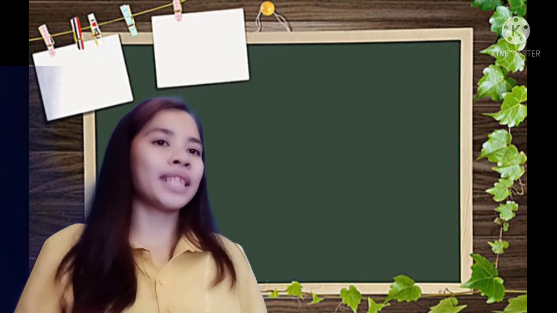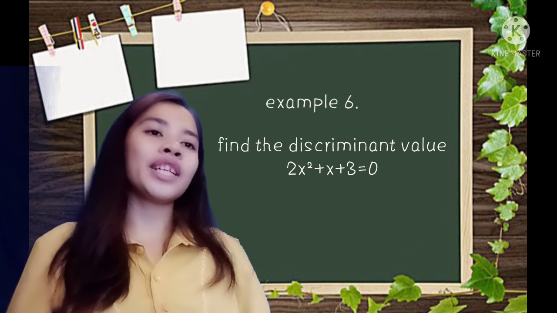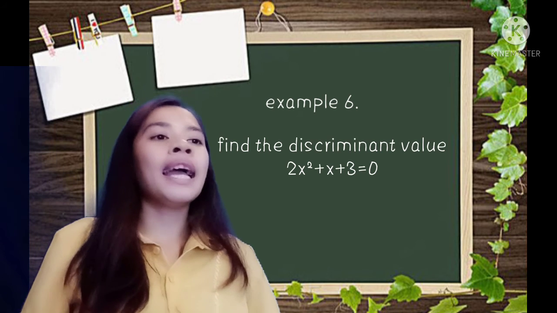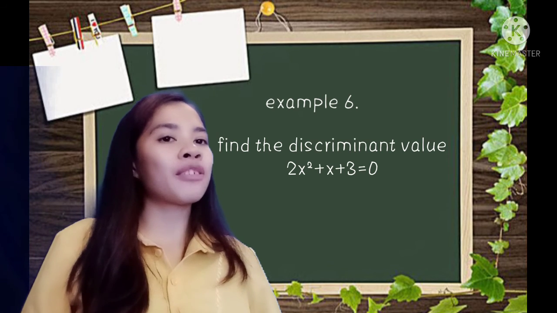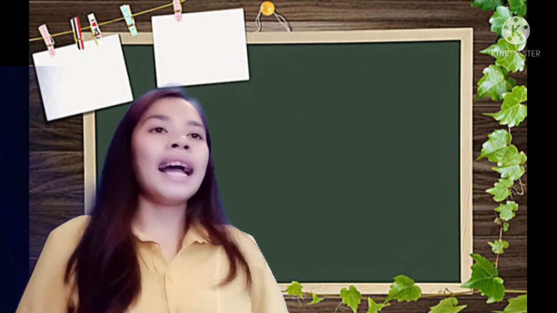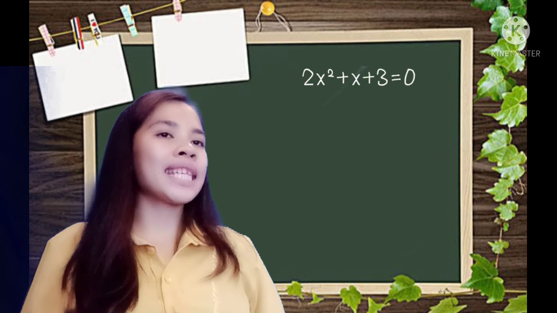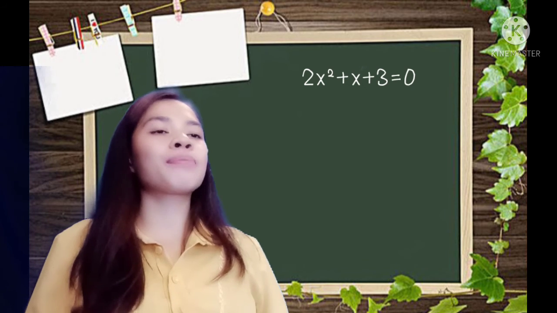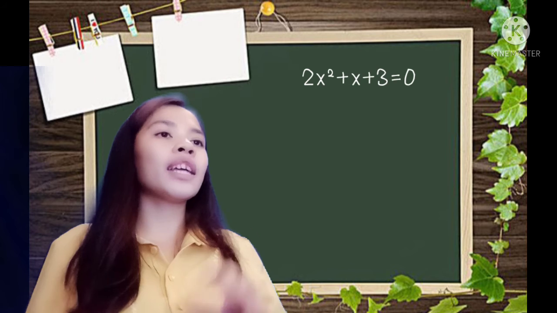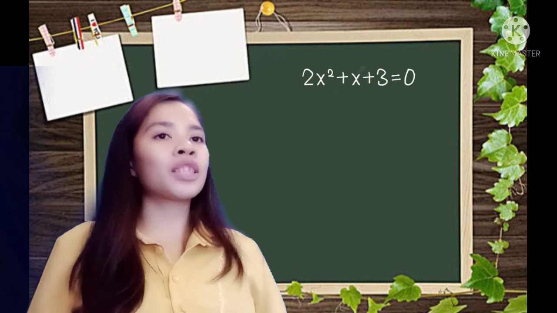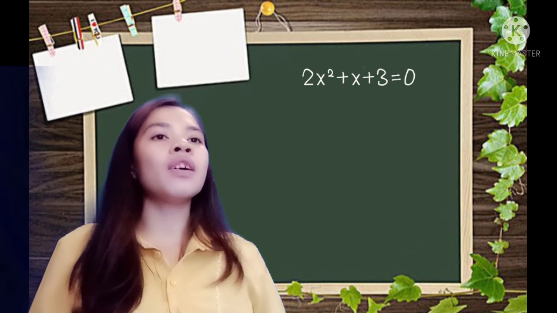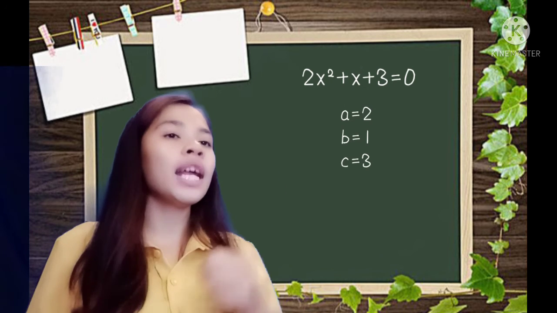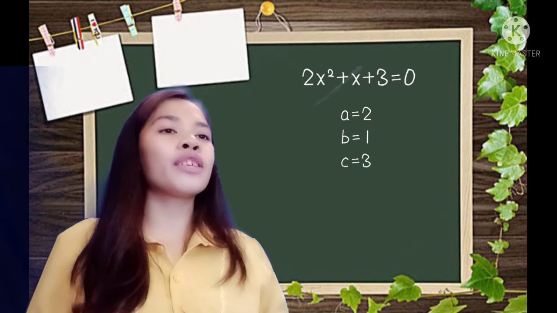Example number 6. Find the discriminant value of 2x squared plus x plus 3 equals 0 and determine the number of real roots. Step 1: identify the values of a, b, and c. The given equation is 2x squared plus x plus 3 equals 0. Now the equation is in the form ax squared plus bx plus c equals 0, where a is equal to 2, b is 1, and c is 3.